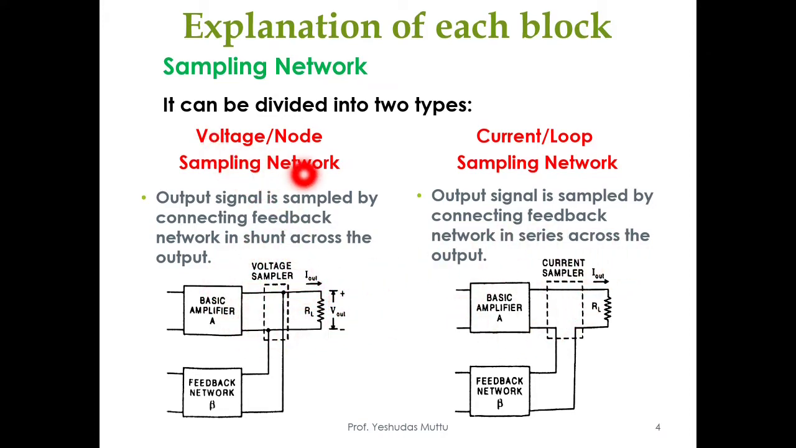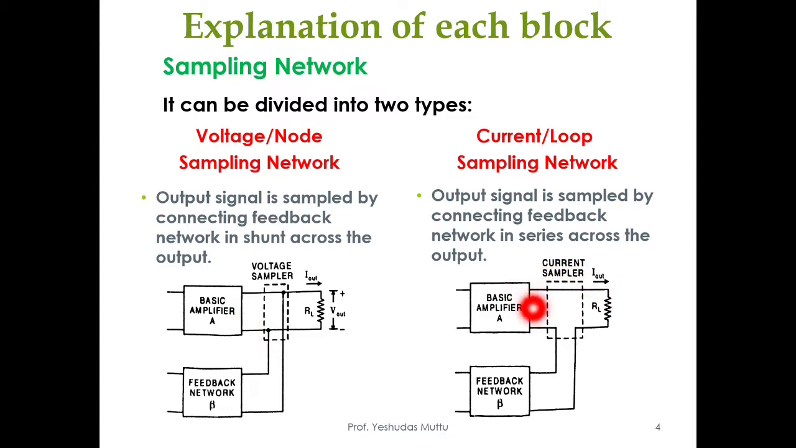Now when I say voltage sampling network, I want the output voltage to be measured. And to measure the voltage, how do we measure voltages? In parallel. So if at all I'm using voltage sampling and I want to give the entire voltage as an input to the feedback network, then I will have to connect it in parallel, because we know that voltage in parallel remains the same.